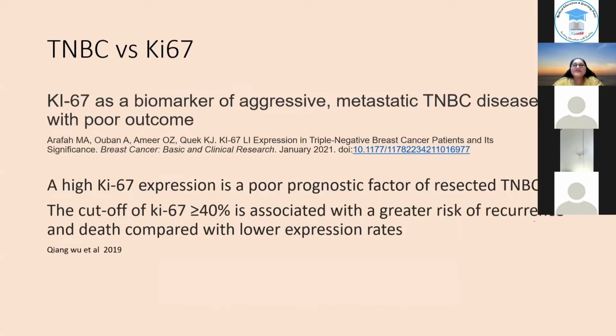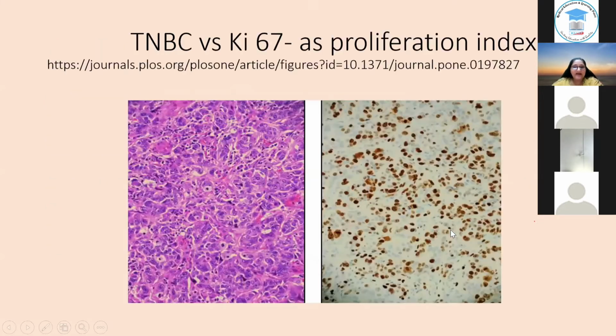And the next one is TNBC versus Ki67. You all must be knowing that Ki67 is a proliferation marker, right? So Ki67 is a marker for aggressiveness with poor outcome, and a high Ki67 is a poor prognostic marker. A cutoff of Ki67 of more than 40% is associated with greater risk of recurrence. I have a picture from this article where we can see the nuclear positivity for Ki67.